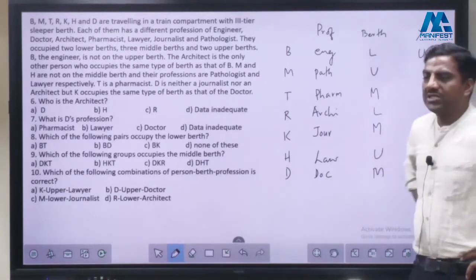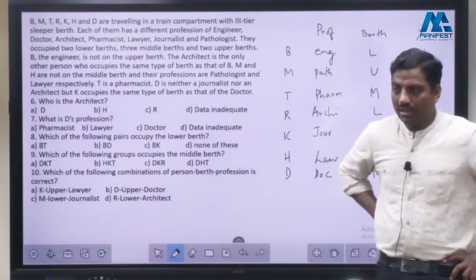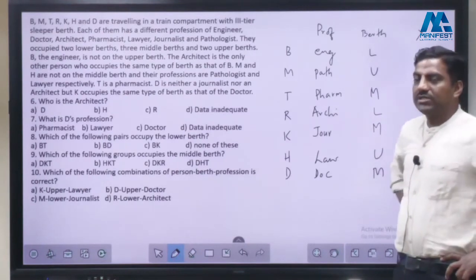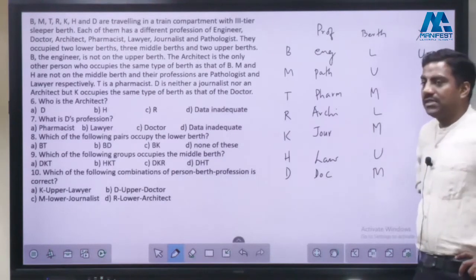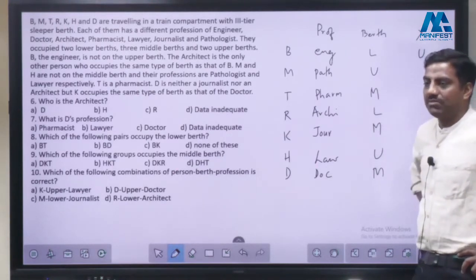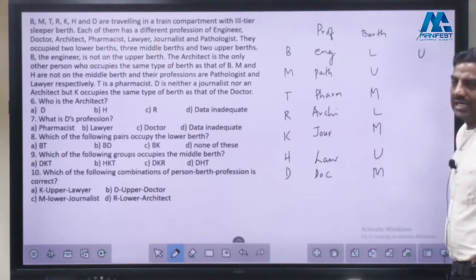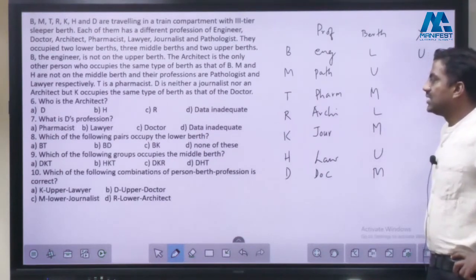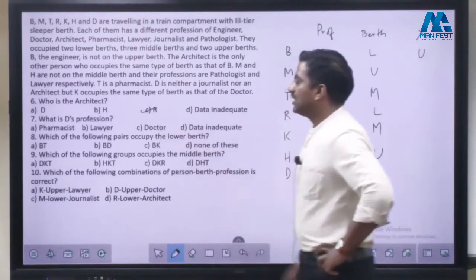Done. See, 2 professions were left. The architect will take only the lower berth along with B. So K cannot be an architect. So that is why R is an architect. When R is an architect, then K is a journalist. So when these are filled, only one berth is left. That is a middle berth, that is T's berth. Okay, done. Now check. Who is the architect? R. What is D's profession?